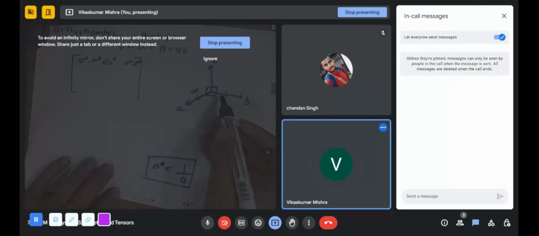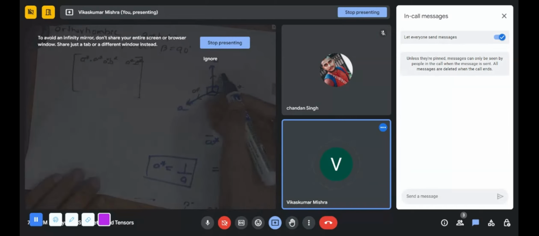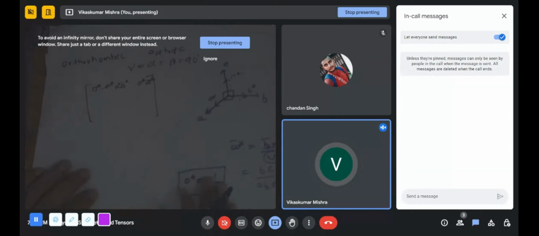In a similar manner, B star will lie along B for the orthorhombic. It will not happen in the case of triclinic or monoclinic systems, or the rhombohedral system. That A star lies along A only and B star lies along B only happens only for the orthogonal, Cartesian type of systems, that is cubic, tetragonal, and orthorhombic systems, and similarly C star. Okay, so look over here.